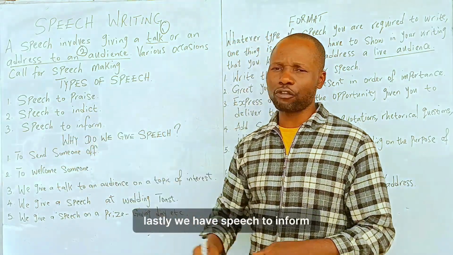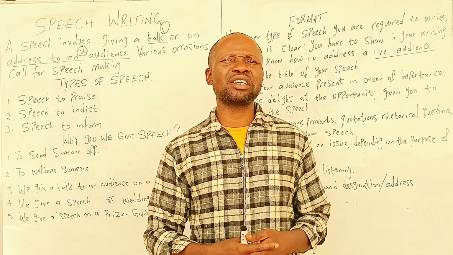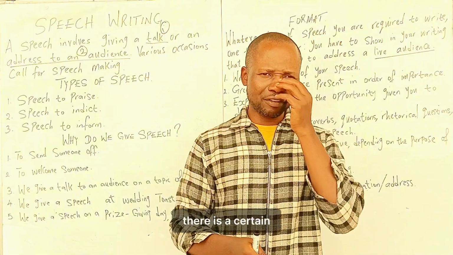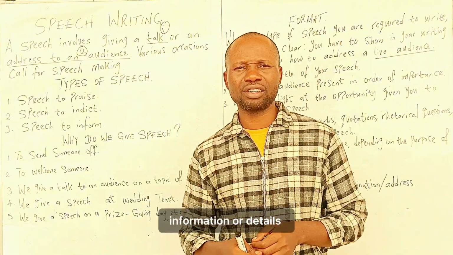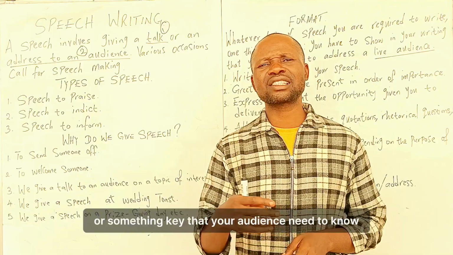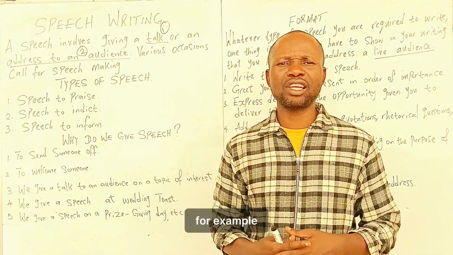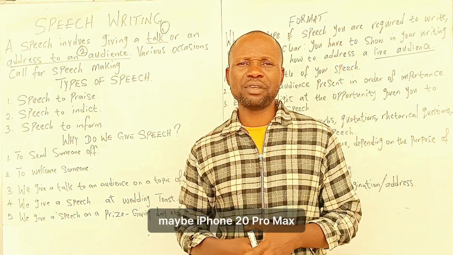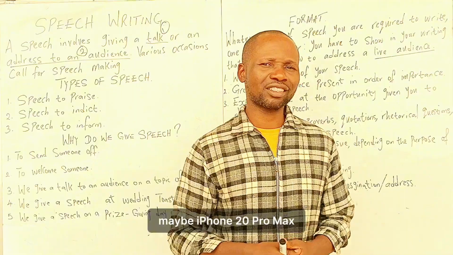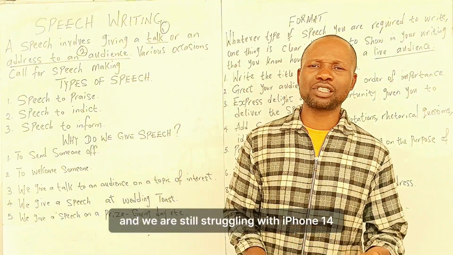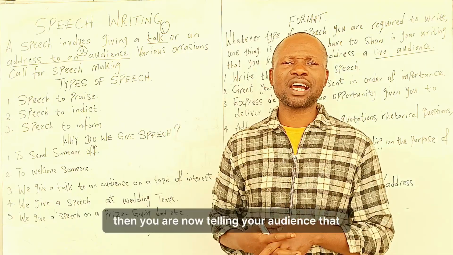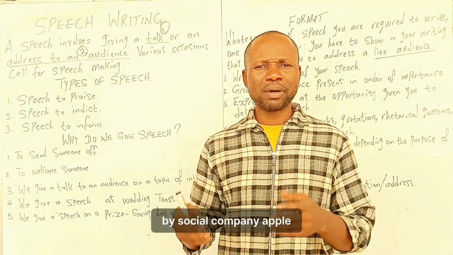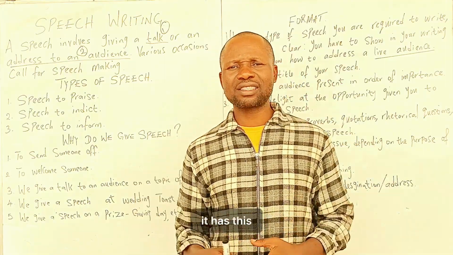Lastly, we have speech to inform. When we are about to write a speech to inform, we are trying to say that there is a certain information or detail or something key that your audience need to know. For example, let's say iPhone just released a particular phone, maybe iPhone 20 Pro Max, and we are still struggling with iPhone 14. Then you are now telling your audience that there is a particular technology by a company, Apple, it has this, it has that.